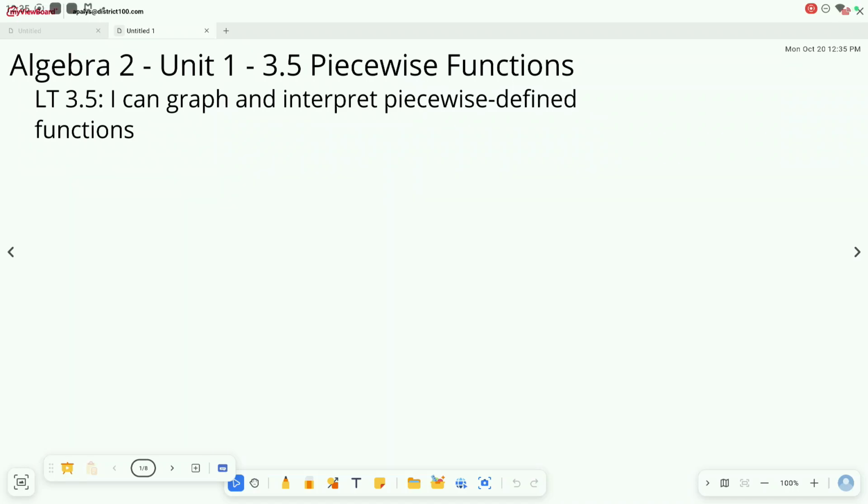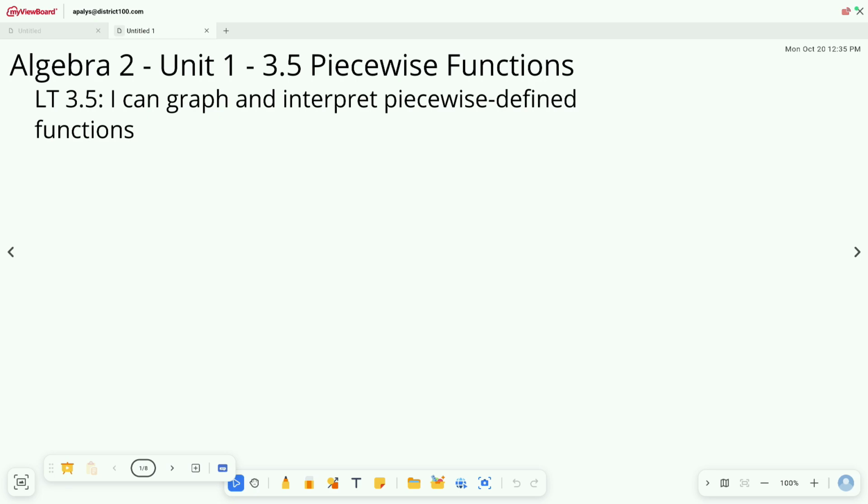We saved the easiest for last. Okay, this should be by far the easiest topic of the unit. So what we're doing today is piecewise functions. Piecewise functions, they're giving you the x every time, and you're trying to find the y.